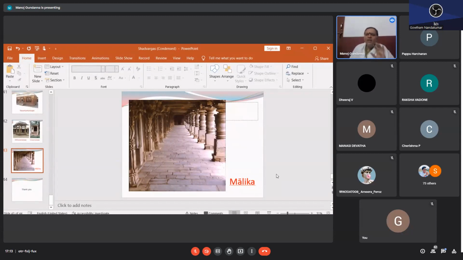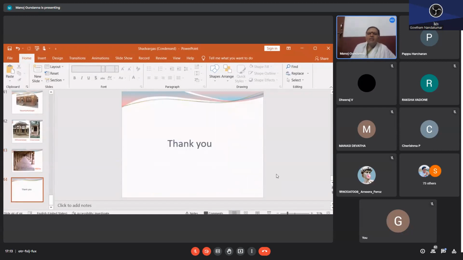And I have tried to give definitions of some of them. So this is about understanding the temple architecture based on indigenous texts. This is about temple architecture. Now the questions are welcome.